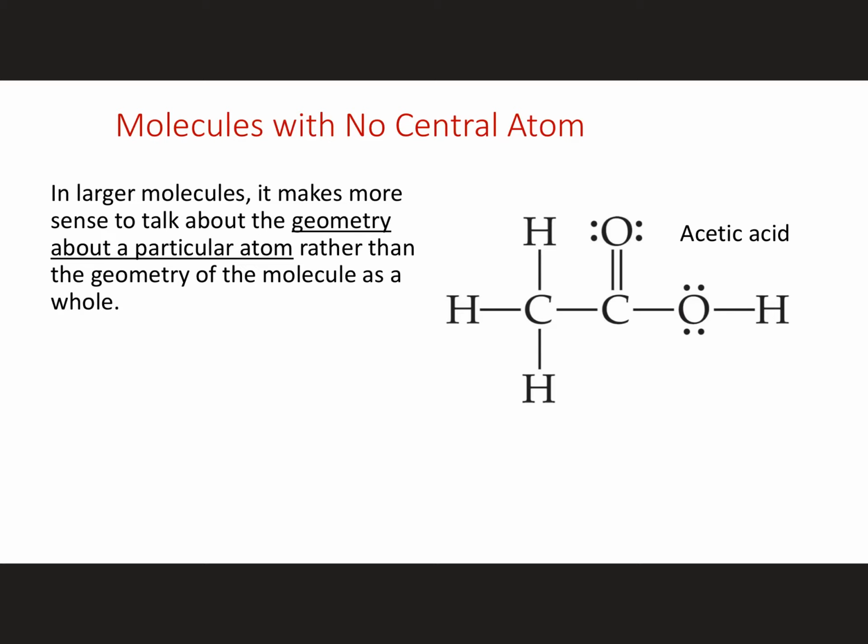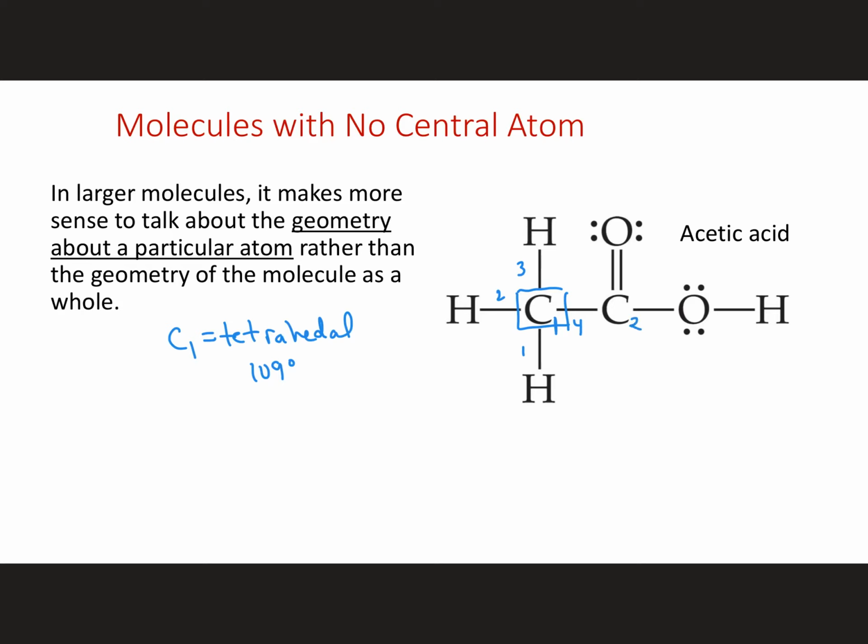If I look at this carbon, I notice this carbon has 1, 2, 3, 4 domains. So carbon 1, and all of those domains are bonding. So I'm tetrahedral at carbon 1. I'm going to have a bond angle of about 109.5 degrees.